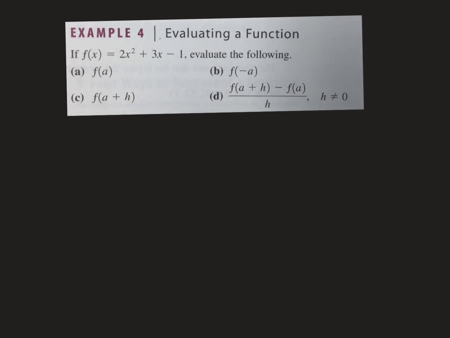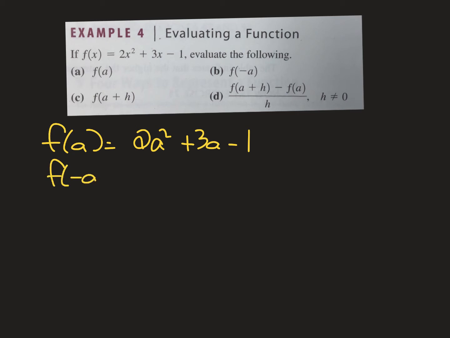This is a biggie though. I need to really walk you through this one, especially when we get to part D. First thing it says is find f of a. All right, f of a, I'm just going to plug in the a: 2a squared, 3a, minus 1. Second part, f of negative a. If I plug in a negative a, that's still 2a squared, but the 3a becomes minus 3a. The 1 is still minus 1. So the only thing that changes is the middle term, because if you square negative a, it's still positive.